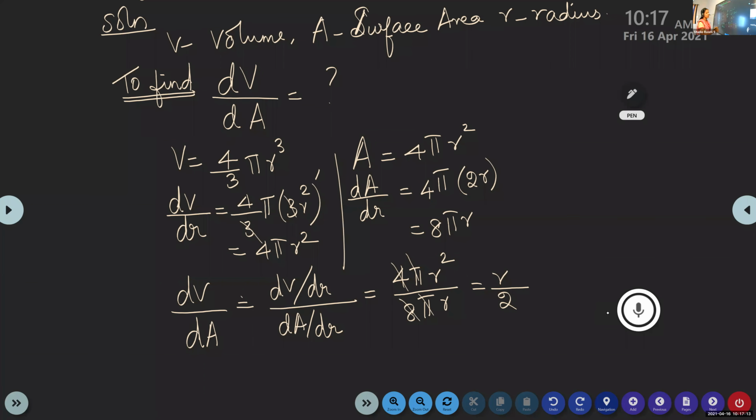Now radius is given. When the radius is 7, what is dV by dA? dV by dA is 7 by 2 centimeter. How am I getting this unit centimeter? Volume is centimeter cube. Area is centimeter square. When you cancel this, you get 1 centimeter left out.